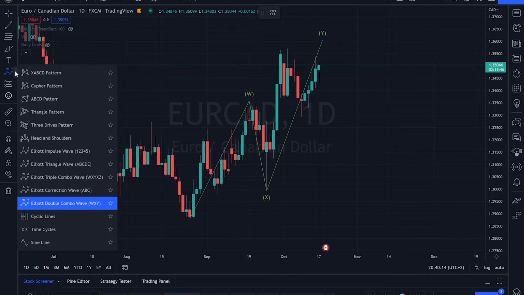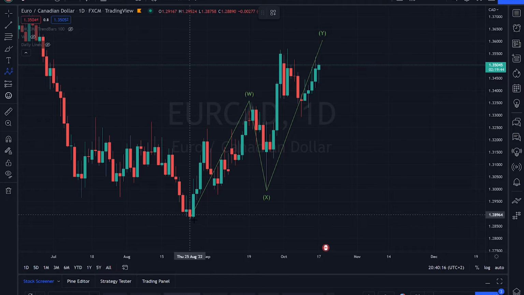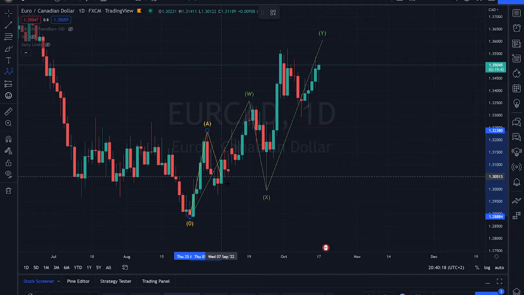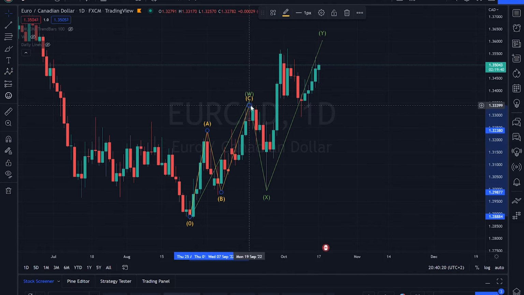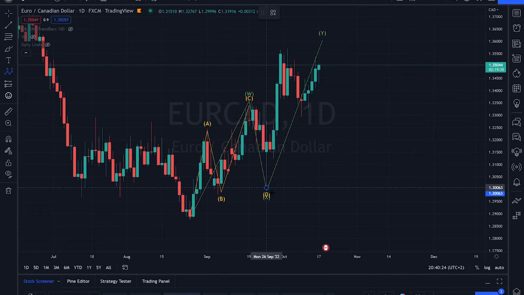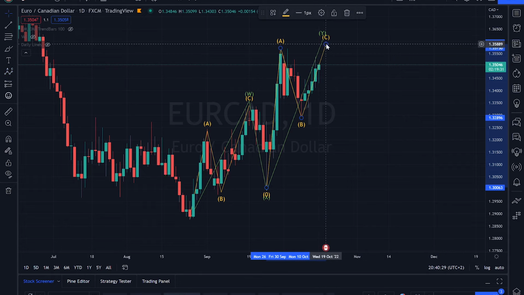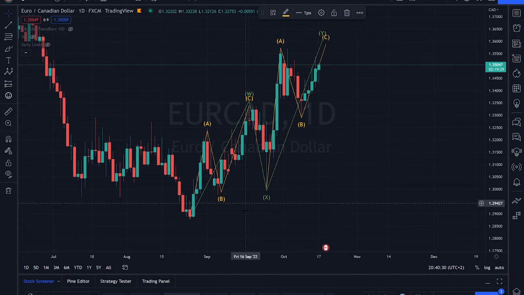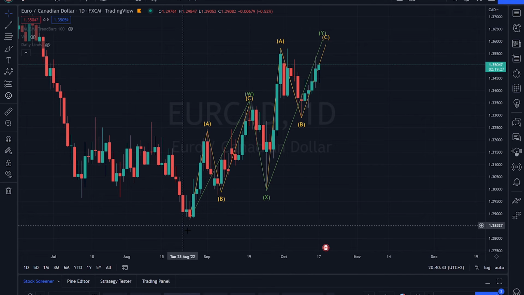Now let's just double check that, and we'll put in our 3 waves, 1, 2, 3. We have our move down for the X, and then 1, 2, 3. Okay, now it looks like it's coming to the end of this correction.